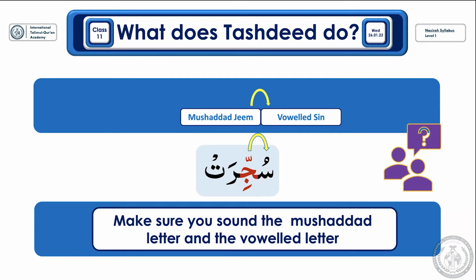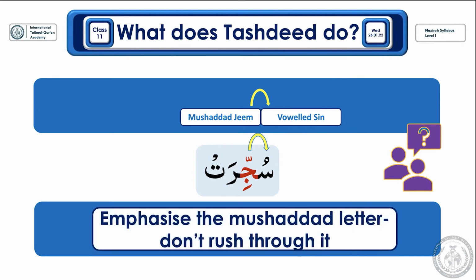And when we read this, we will read this as suj. Okay, we have to make the two sounds, the seen and the jeem. Sujirat. And you have to make sure that you emphasize, you press down on the mushaddad letter. Don't rush through it. Listen again. Sujirat. You have to press down on a mushaddad letter.